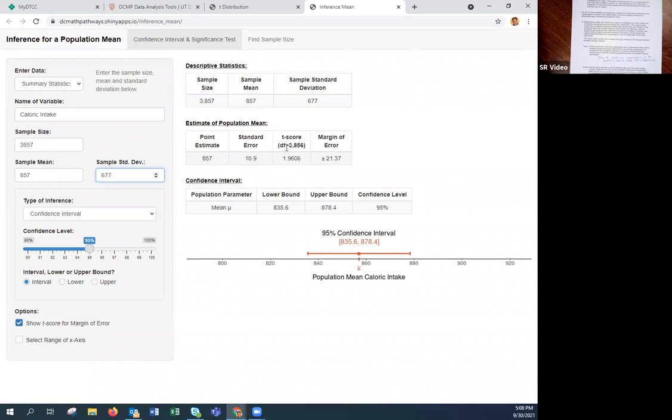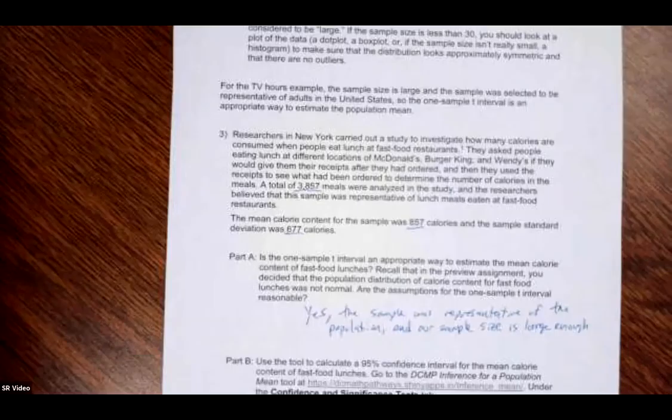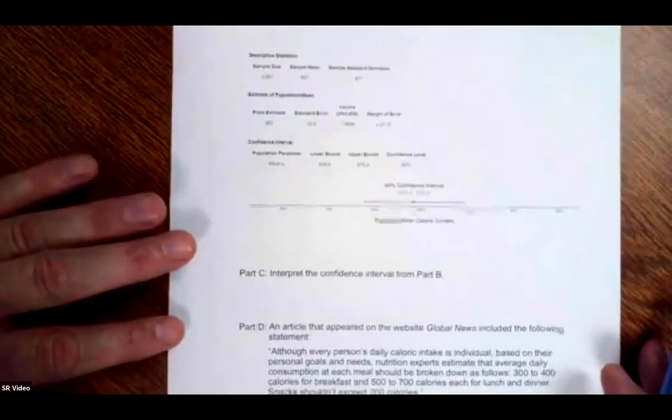Okay, so 10.9 times 1.9606 is 21.37. So the actual interval down here is already completed for us. 857 minus 21, you always want to do the minus first to get the lower number, is 835.6 calories. And 857 plus 21.37 is 878.4 calories. So there's your 95% confidence interval for people eating at the fast food restaurant. So let me go back to our lesson. So here's the actual information summarized. Just copy and paste it into our document.